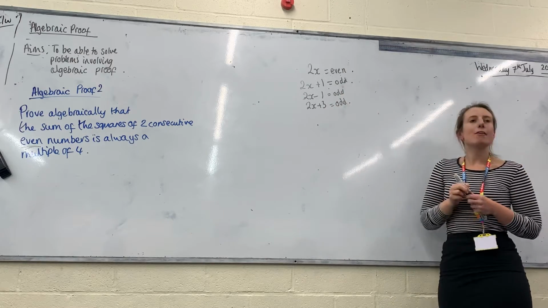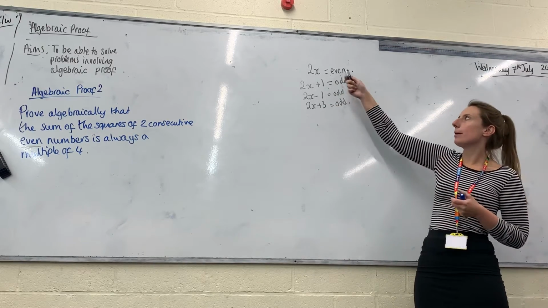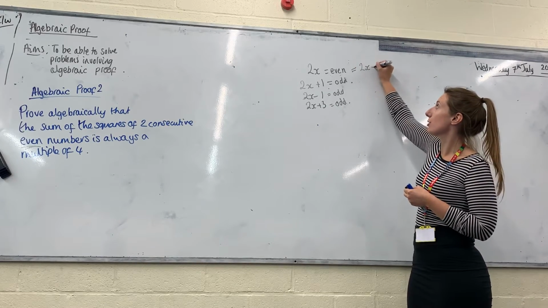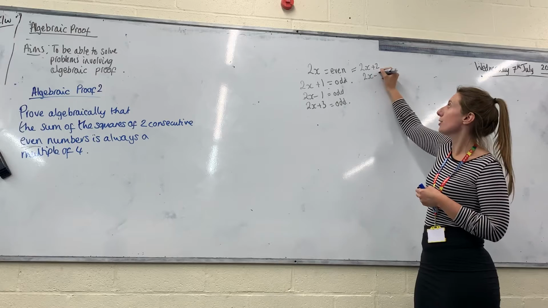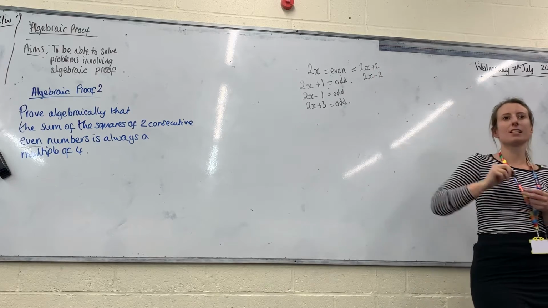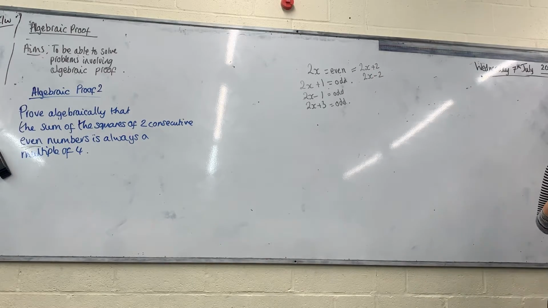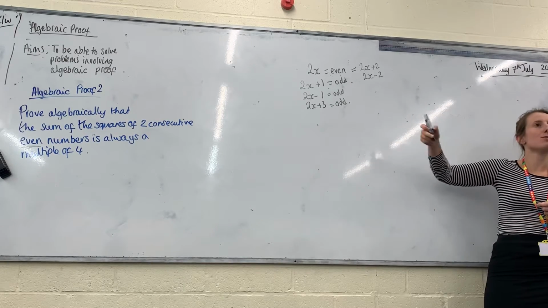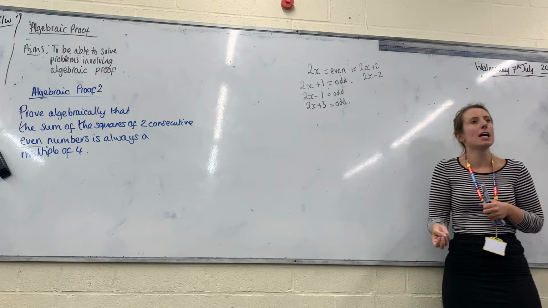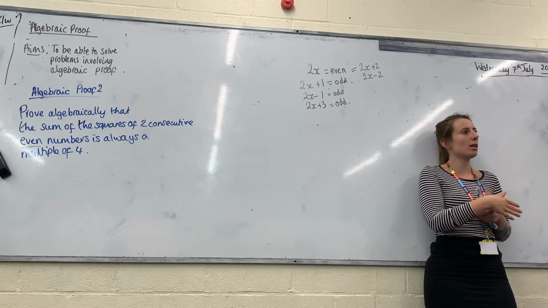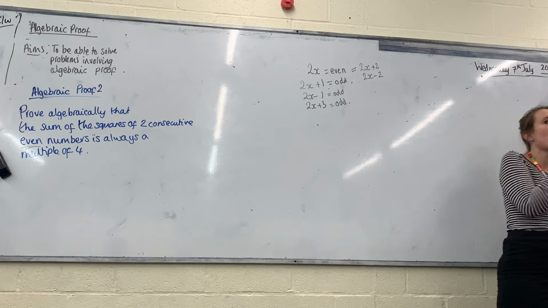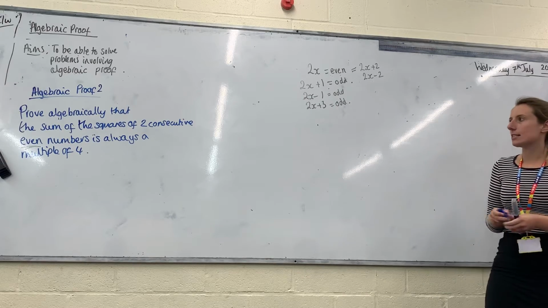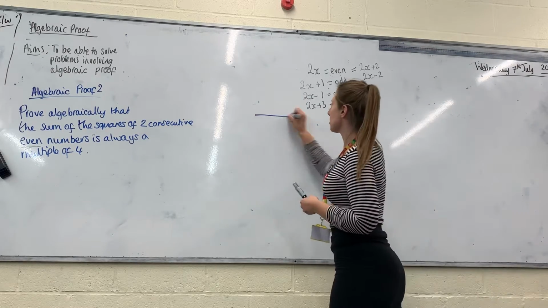If I needed another even number, how else can I get an even number? 2x plus 2. 2x minus 2. 2x plus 4. Okay, good. Any of those would be even numbers. So if you need it to be even, it's 2x. If you need it to be odd, it's 2x plus 1, or any version that is 1 away from an even number.